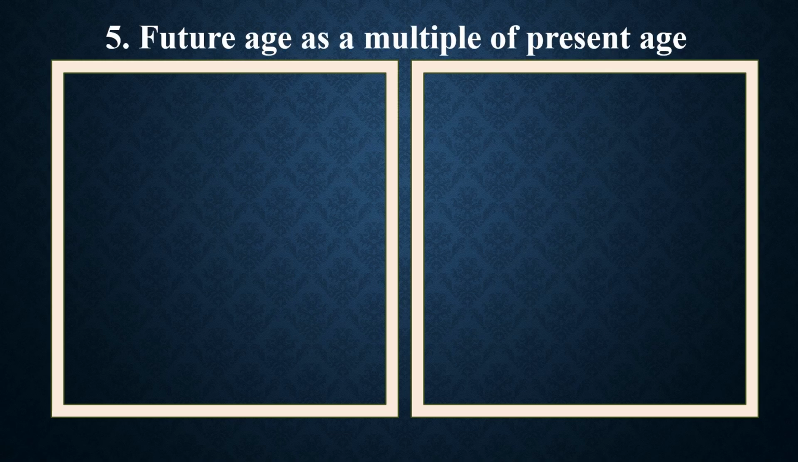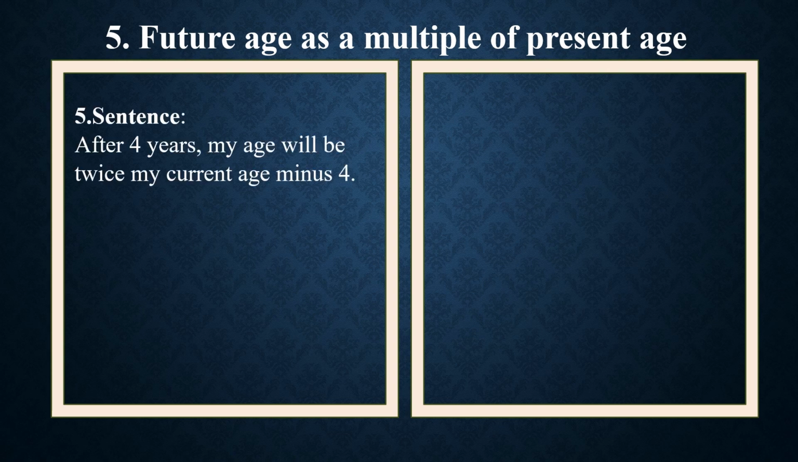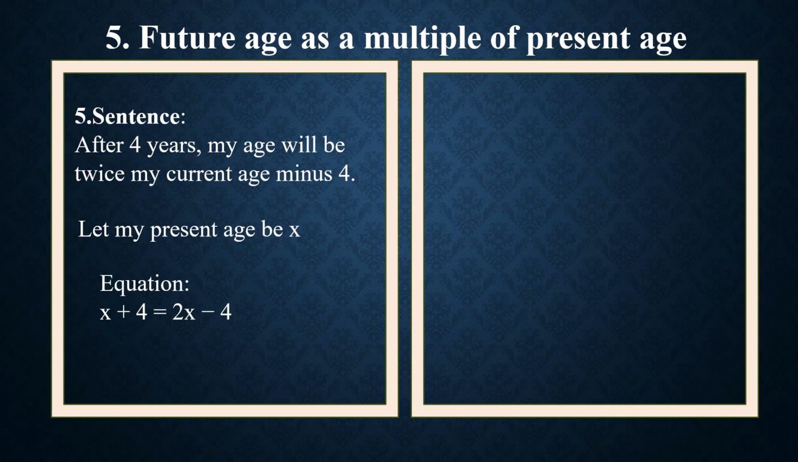Now the last and the fifth type, future age as a multiple of present age. And the sentence is, after 4 years, my age will be twice my current age minus 4. So let us suppose the present age be x. After 4 years means x plus 4. You have to frame the equation, x plus 4. My age will be twice my current age minus 4 means 2x minus 4. Now you have to solve for x.